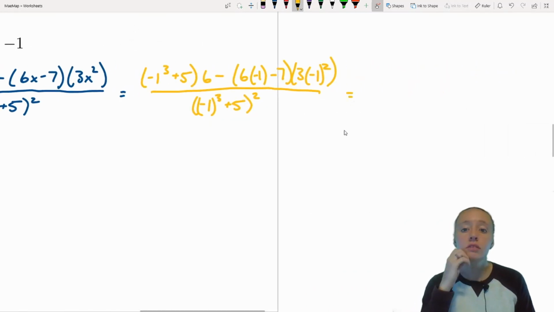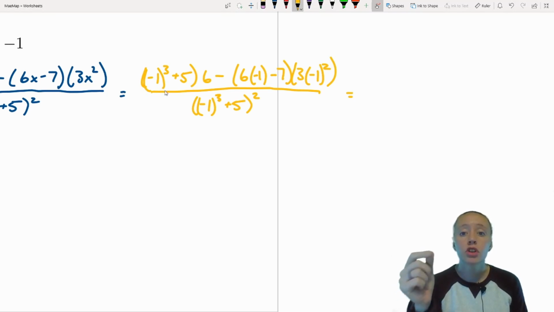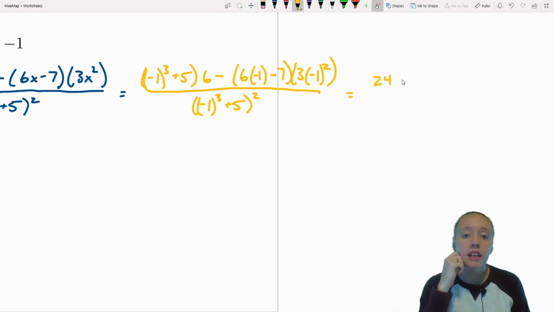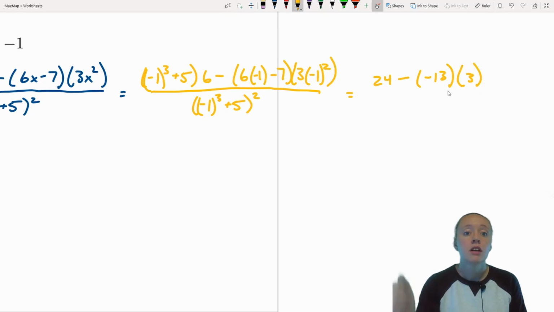All right, so let's do out this math. Negative 1 cubed is negative 1. When we add that to 5, we get 4. 4 times 6 gives us 24, and then we'll subtract, because 6 times negative 1 is negative 6, minus 7 gives us negative 13. Then we're going to multiply that by 3 times negative 1 squared, which is 3 times 1, which is 3. Negative 13 times 3 is going to give us negative 39.